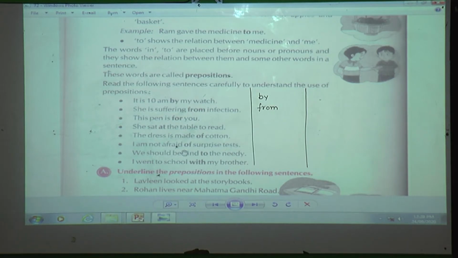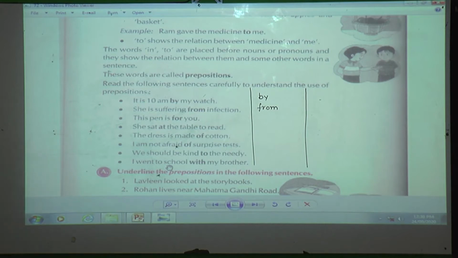This pen is for you. So again, 'for' is a preposition. She sat at the table to read. 'At' is a preposition. The dress is made of cotton. 'Of' is a preposition. I am not afraid of surprise test. 'Of' is a preposition. We should be kind to the needy. 'To' is a preposition. I went to school with my brother. So 'with' is what? Preposition.